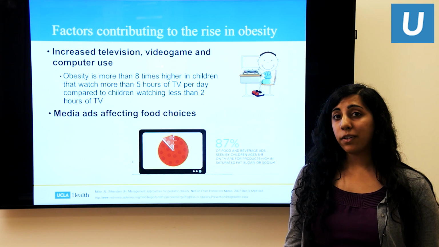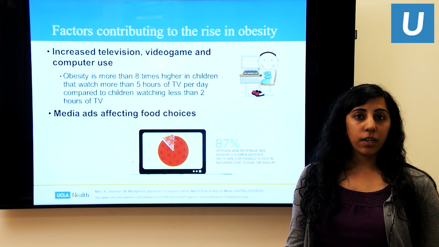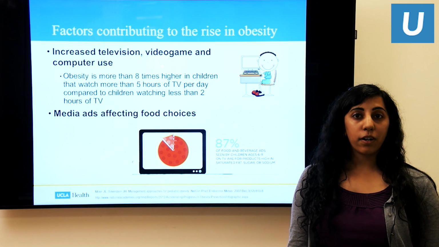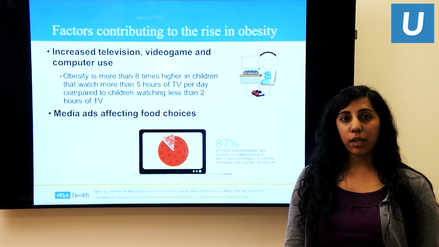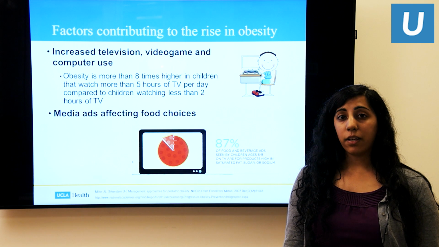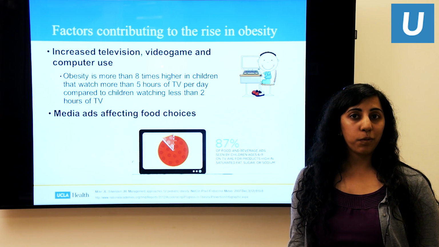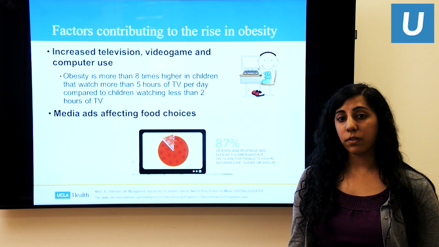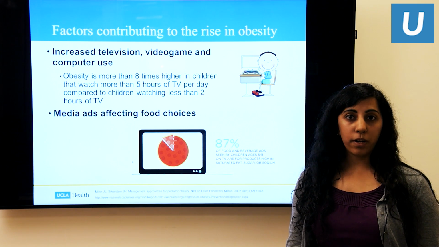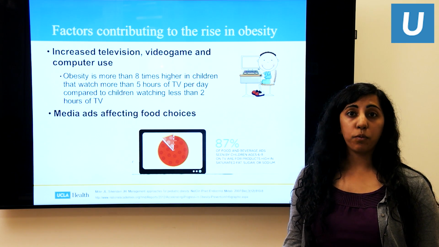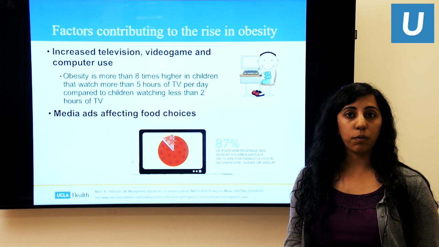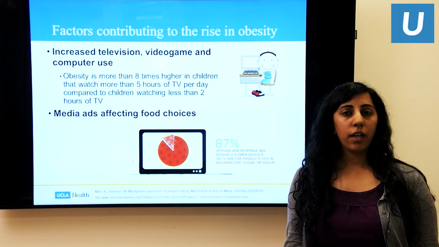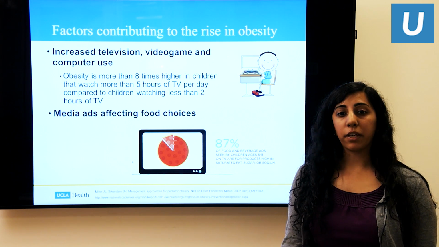And then while children are in front of the TV watching television shows and ads, the media is definitely targeting children. Over 80% of ads that children are watching related to food are advertising high sugar, high fat, high sodium foods. So even this increased time in front of televisions, they're also being increasingly exposed to unhealthy food options, which influences the foods that they seek out and that they ask caregivers to bring into the home.